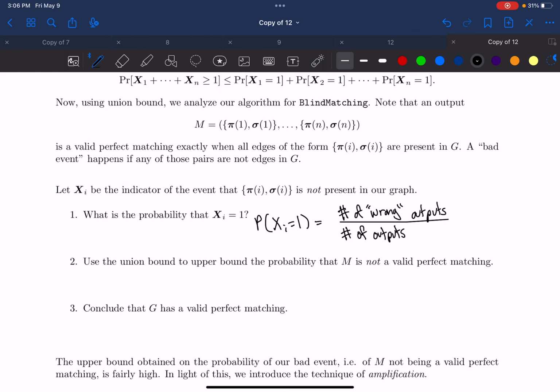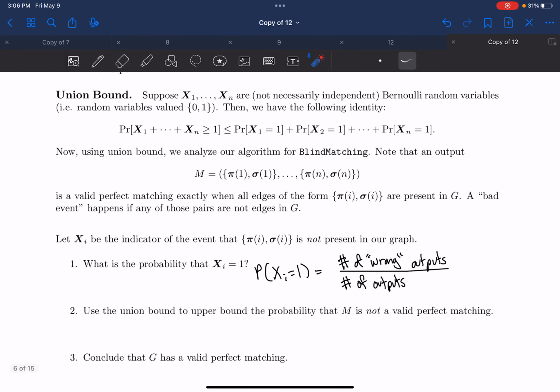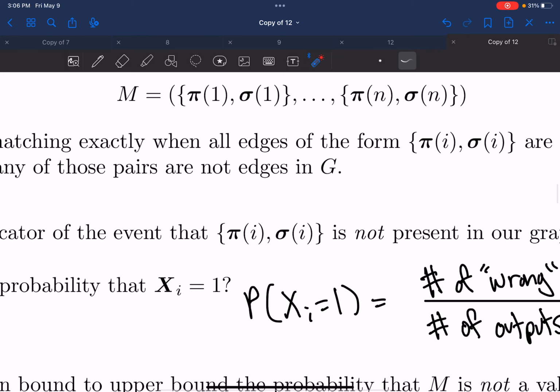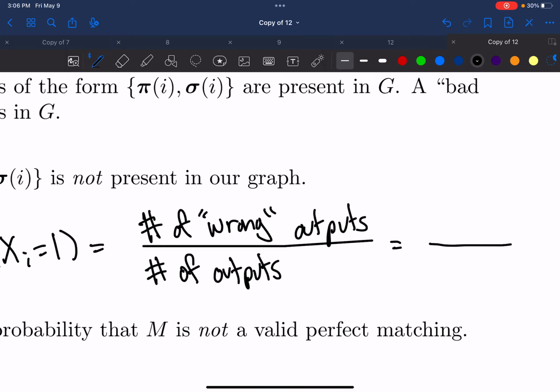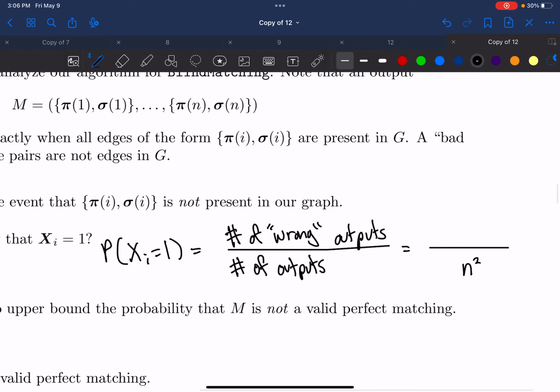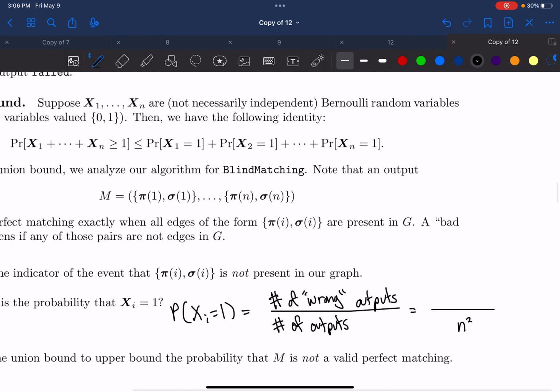So firstly, what is the number of potential edges we could output, right? What we're really asking for here is what is the number of possible pairings like this we can make? Well, we can look at this by counting, and we know that we have n choices here and n choices here. And because of that, we can say that the total number of outputs is n squared, because there's n choices for the first value, n choices for the second value.